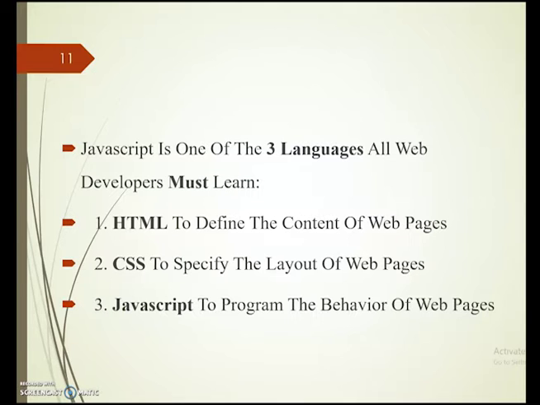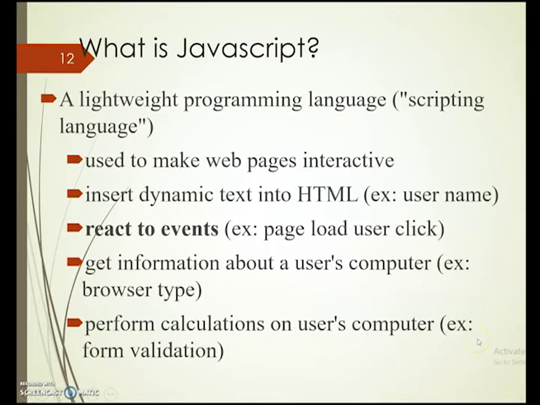And CSS is used to specify some advanced features like colors, background of the page, and the layout of the page. And JavaScript is used to program the behavior of the web pages. These three languages hand in hand make an attractive web page. And what is JavaScript? JavaScript is a lightweight programming language or scripting language used to make the web page interactive, and insert dynamic text into HTML.